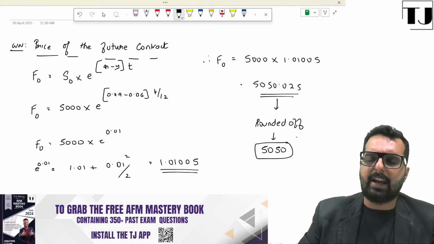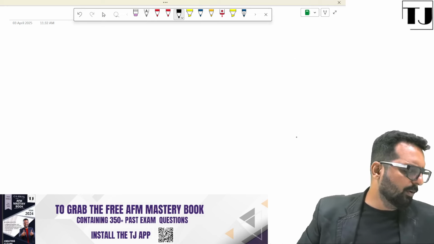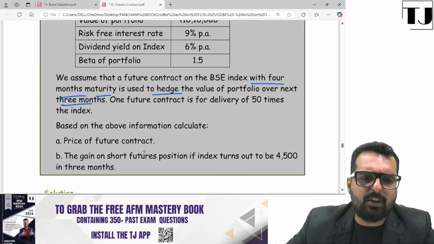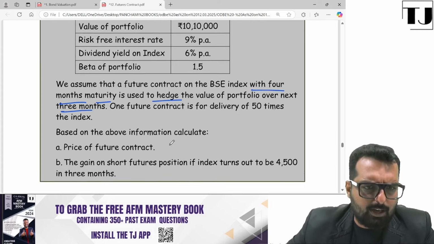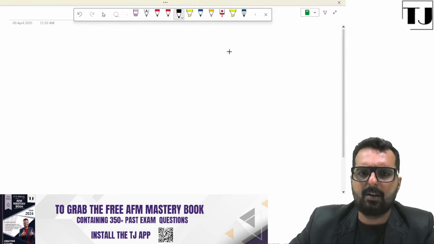Next, once you get this 5050 as the answer, we will go to part B, where we need to find out the gain on short. Okay, I'll come to that part later. Let me draw a diagram to explain the whole scenario to you now.